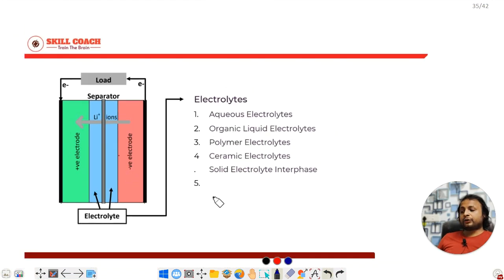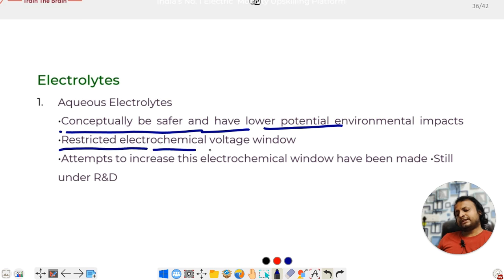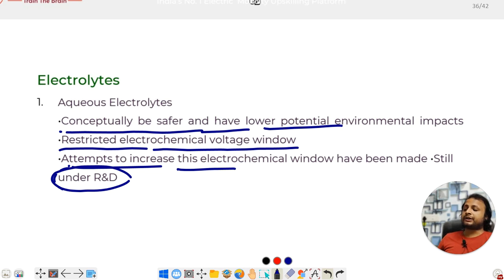Okay, so electrolytes. We have understood the electrodes on both sides. Now electrolytes: we are using aqueous electrolytes, organic liquid electrolytes, polymer electrolytes, ceramic electrolytes, and the solid electrolyte interface. One by one we can understand. Aqueous electrolyte is conceptually safer and has lower potential environmental impact. The second point is the restricted electrochemical voltage window. And third, attempts to increase this electrochemical window have been made, but it is still under R&D. Researchers are working to make aqueous electrolytes better and better.